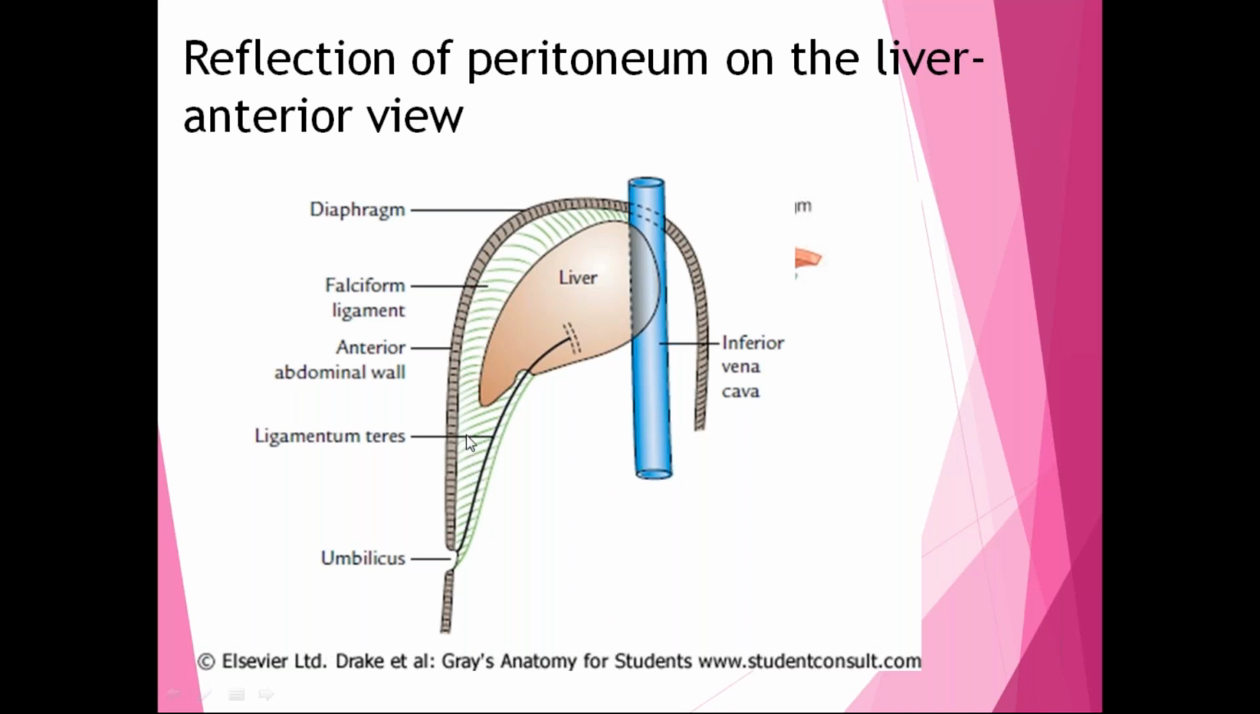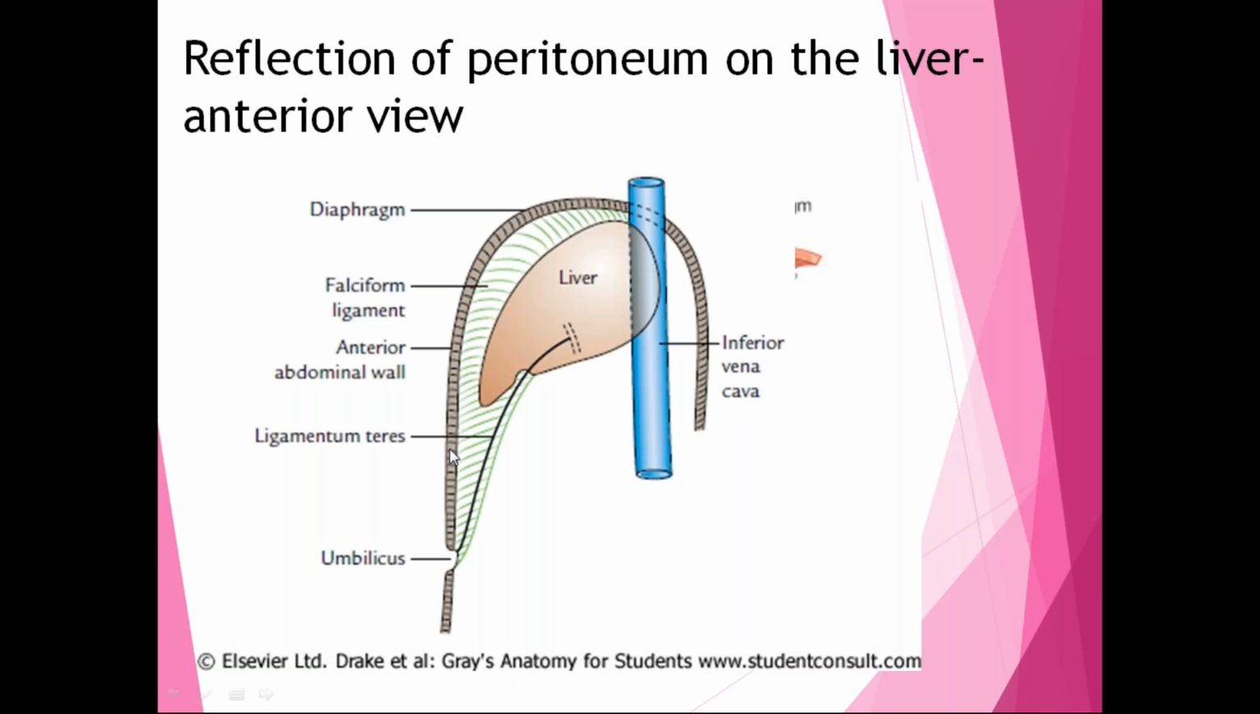Okay. So what are the other contents of the falciform ligament? One is the ligamentum teres. The ligamentum teres is a remnant of what? Left umbilical vein. The ligamentum teres is nothing but the obliterated left umbilical vein. In fetal life, this vein connects with the left branch of the portal vein. From here, the blood will be drained into the inferior vena cava.